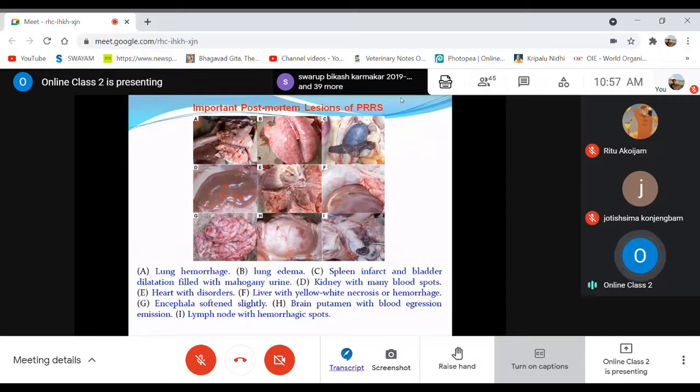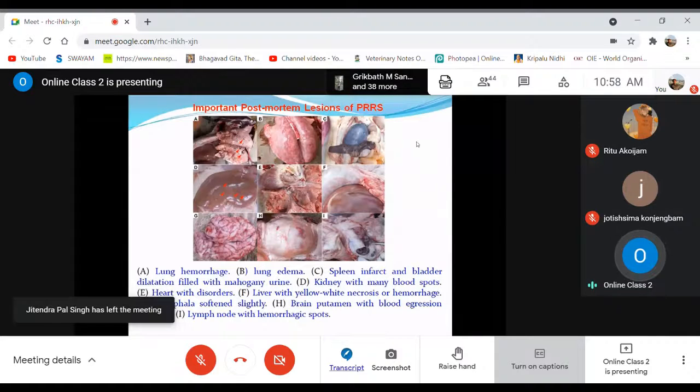That means the lungs will not collapse when you open the thoracic cavity because of severe thickening of the interstitium. The interalveolar septa used to be much thickened, so air cannot get out of the lungs. It will remain as it is. Okay, so when you just open the carcass, the thoracic cavity, sorry, then it will not collapse. In normal condition, lungs used to collapse, meaning air will get out of the lungs. That will not happen here in PRRS.